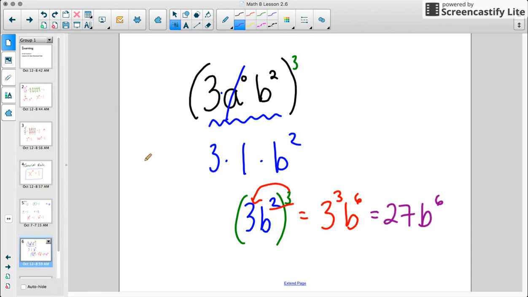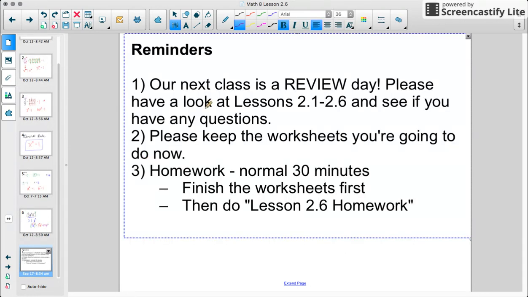So I have a couple reminders for you right now. Our next class is a review day, so please make sure, I've already said this before, but please make sure you have a look through your small notebook and look at lessons 2.1 through 2.6 and see if you have any questions. You can also look through the review packet that I posted on Google Classroom and see if you have any questions. Please also keep the worksheets that you're going to do right now. You can keep those in your big folder. I will look at these next class, okay?